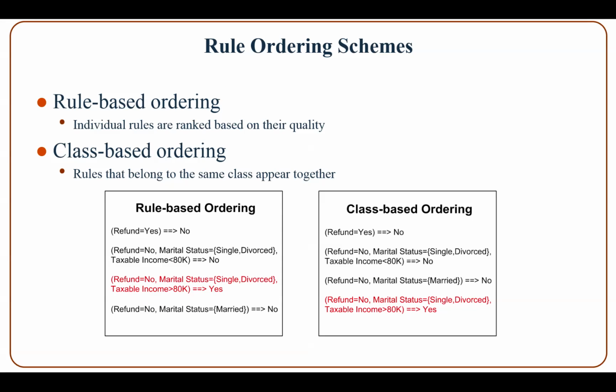Rule ordering can be rule-based ordering or class-based ordering. Rule-based ordering orders the rules based on their quality. This scheme ensures that every test record is classified by the best rule. In class-based ordering, rules that belong to the same class appear together. The ordering among the rules from the same class is not important. Once one of the rules fires, the class will be assigned.